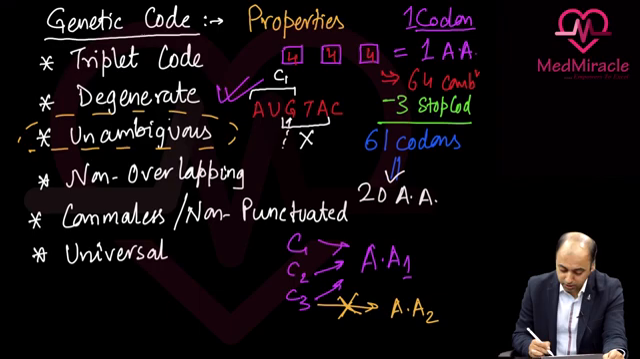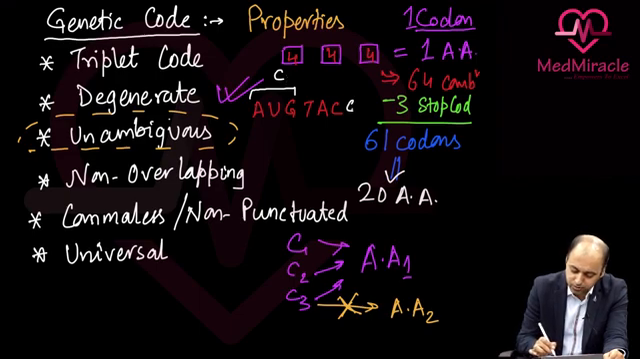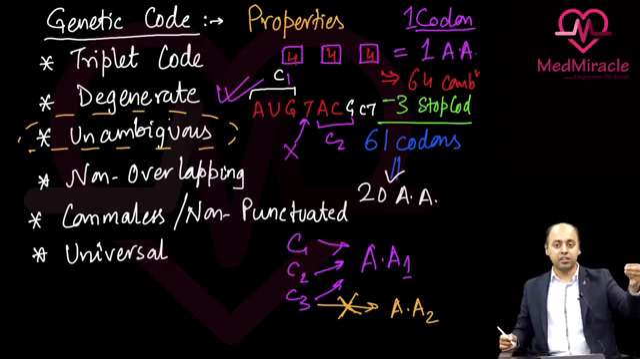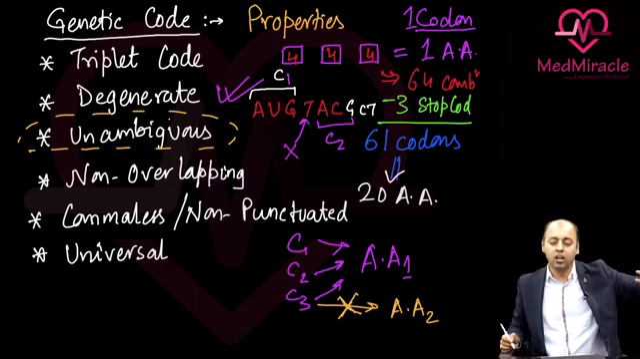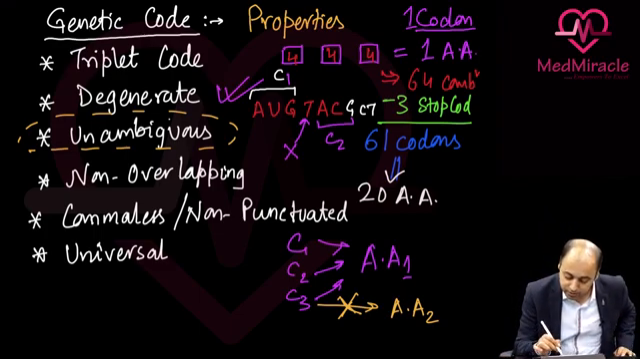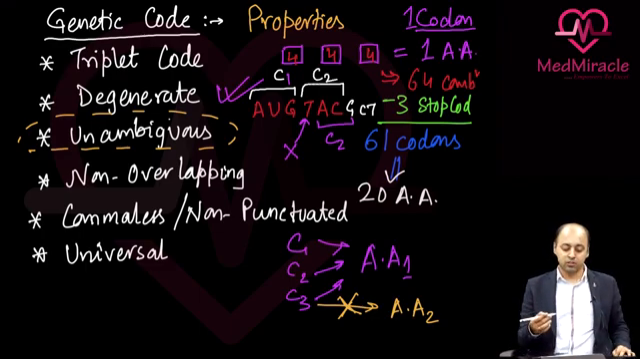Similarly, you cannot skip nucleotides. Meaning, if this is codon 1, then codon 2 cannot start here. You cannot miss the nucleotide. Doesn't matter from where it comes, a mutation, insertion, deletion, whatever the method by which the nucleotide has come. If the nucleotide is there, it must be included in the codon. The genetic code is commaless or non-punctuated.